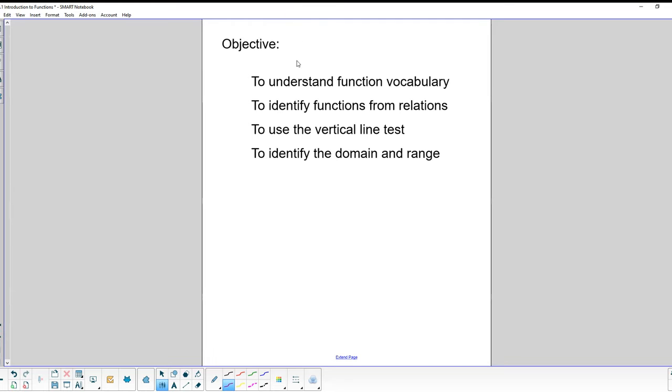So here we go. Our objective is to understand function vocabulary. There are a lot of words that we use when we're talking about functions that we want you to understand; to identify functions from relations, to use the vertical line test to determine if something is a function, and to identify the domain and the range of a function.